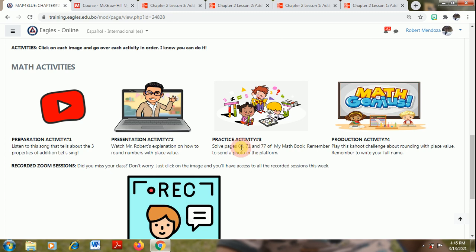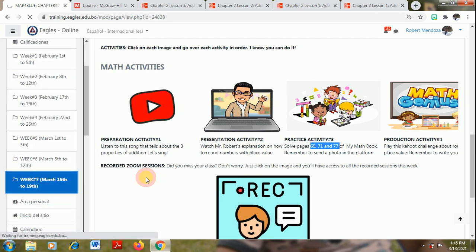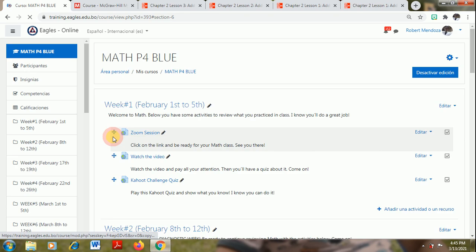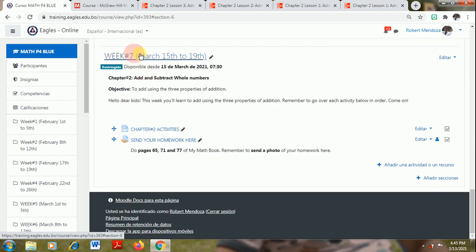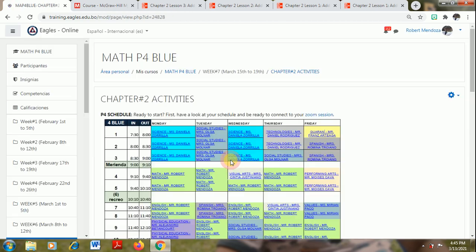Where do you send the photo of these 3 pages? Okay, after you finish, I will show you where you send. This is week number 7, okay? You go to week number 7 here, notice, and you send your homework here. The photos of pages 65, 71, and 77 here. Yes? Don't forget that.